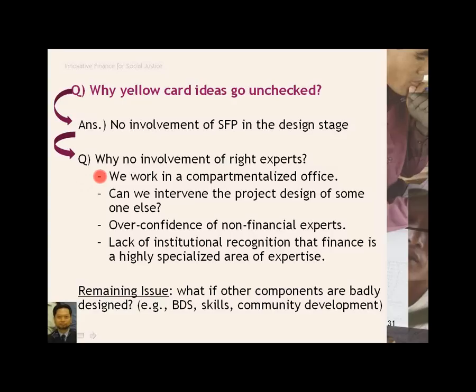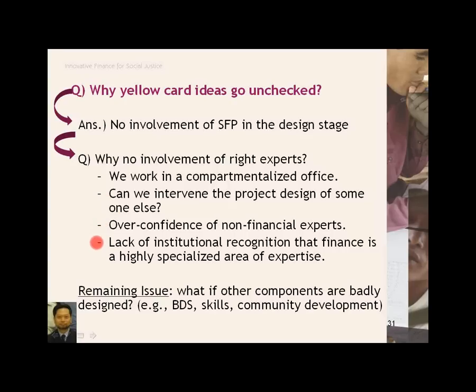1, we are so used to working in a compartmentalized way, so how can we know someone else is preparing a project with a financial component? Number 2, if we know that someone is preparing projects with a finance component, can we actually intervene or influence the project design of someone else, if we are not invited especially? Number 3, how do we call it? Lack of humbleness of one's knowledge and expertise, or overconfidence that I can handle the financial question without the finance expert.